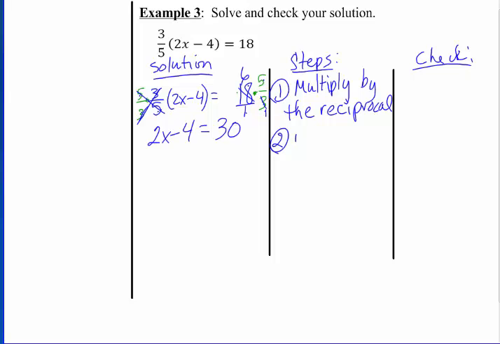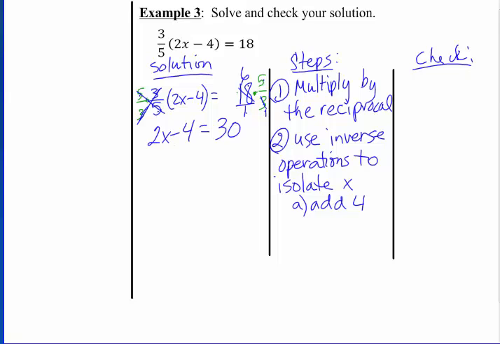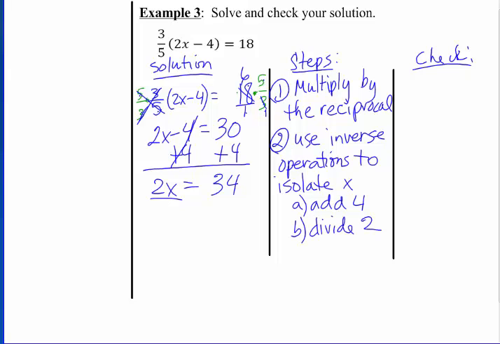isolate the x. The first step to doing that would be to add 4. We're going to add 4 to both sides. Minus 4 and a plus 4 is 0, so 34 on the right. And then divide by 2. We'll divide by 2 on the left, divide by 2 on the right. So x is equal to 17. And then we want to check our solution.